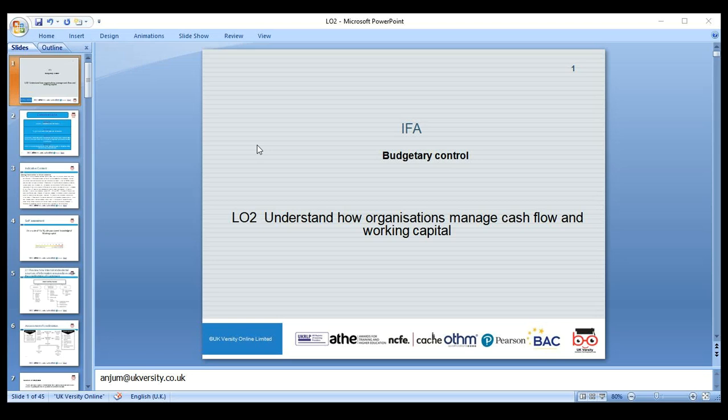Today's lesson will go through LO2, Learning Outcome 2, which is about understanding how organizations manage cash flow and working capital.